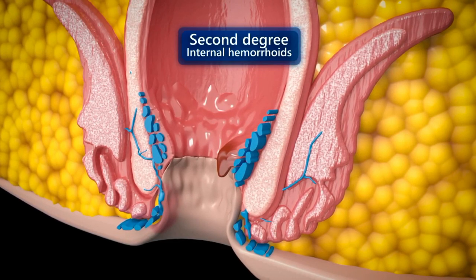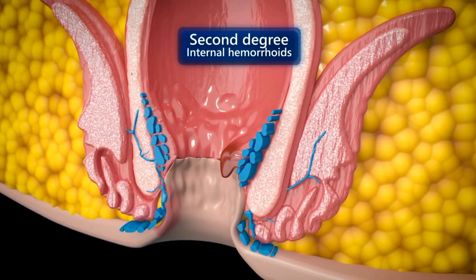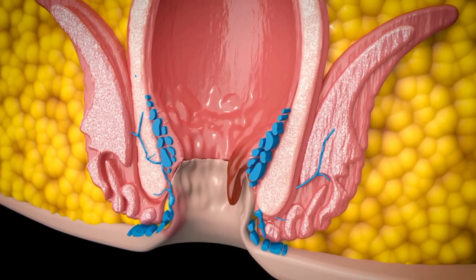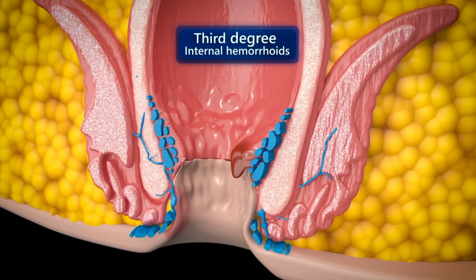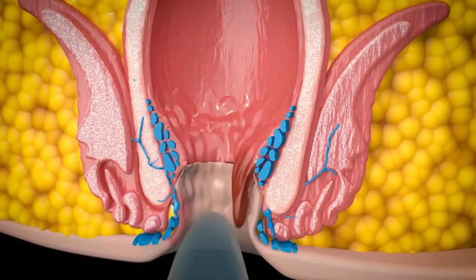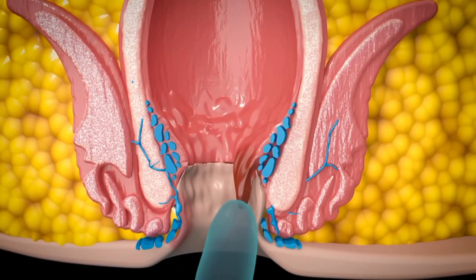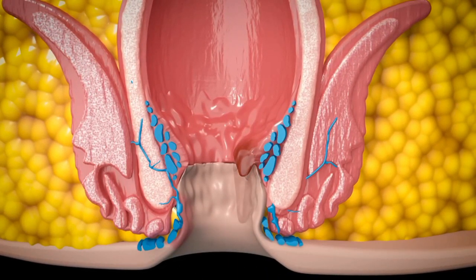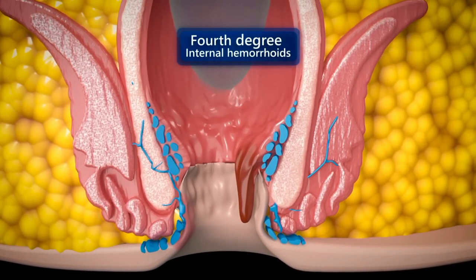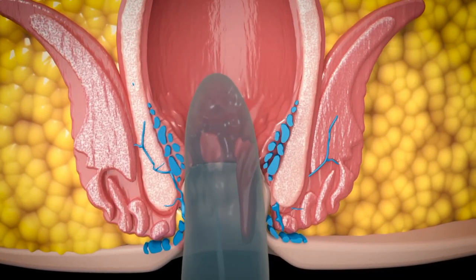Second-degree internal hemorrhoids expand outside the rectum during defecation and then automatically return inside the rectum. Third-degree internal hemorrhoids extend outside the rectum during bowel movements and then must be pushed back into the rectum. And fourth-degree internal hemorrhoids always remain outside the rectum and cannot be pushed in.